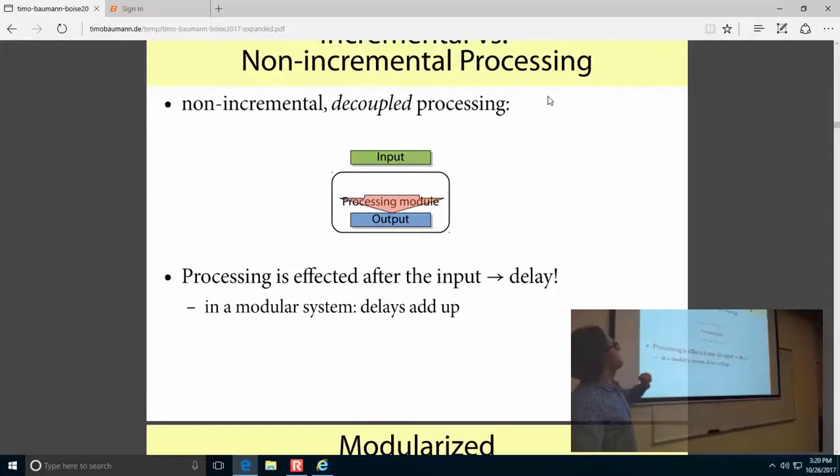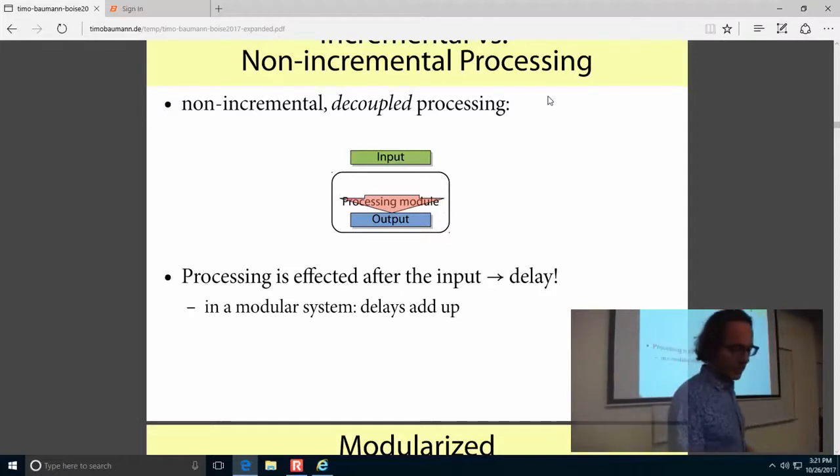So let's compare incremental with non-incremental processing, which is kind of like this decoupled mode of processing. There we might have some input, and that input would go into the processing module. Then it will trigger some processing within the processing module, produce some output, and then the output is passed on beyond the processing module. Of course, processing takes time. We can't avoid that. So there will be a small delay for this one processing module. In real life, we'll have multiple processing modules chained together, so all these delays will add up.